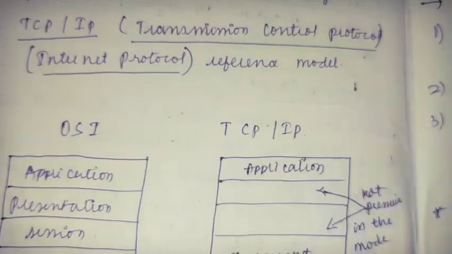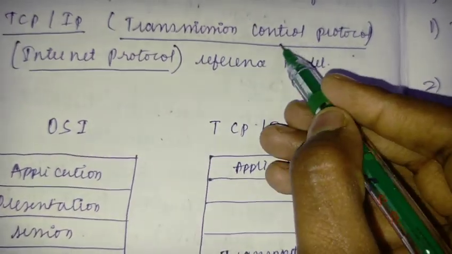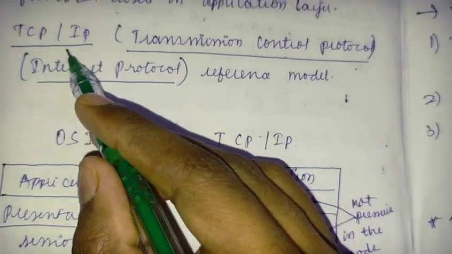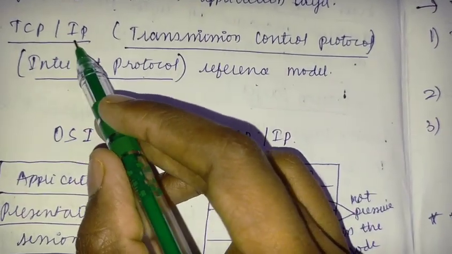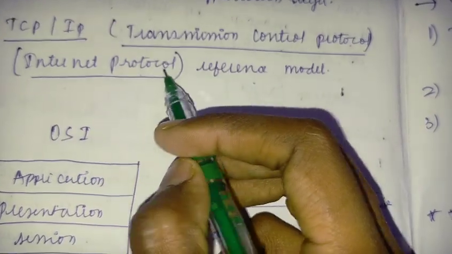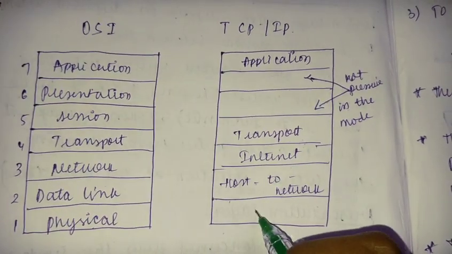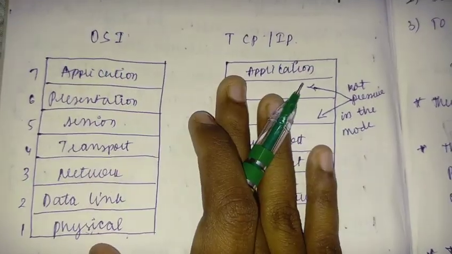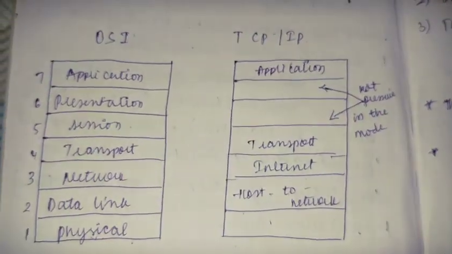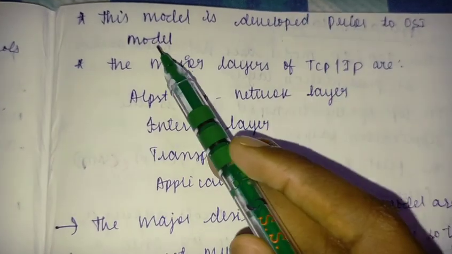Today we'll be seeing what is TCP/IP, that is Transmission Control Protocol and Internet Protocol Reference Model. So this is the diagram you have to remember. This is OSI, this is TCP/IP. The difference between both of them, I'll explain in detail. This model was developed prior to the OSI model.